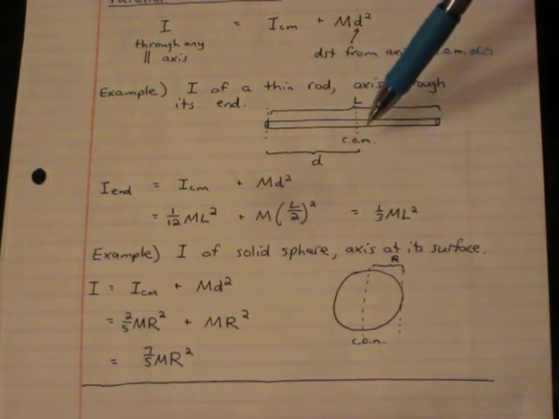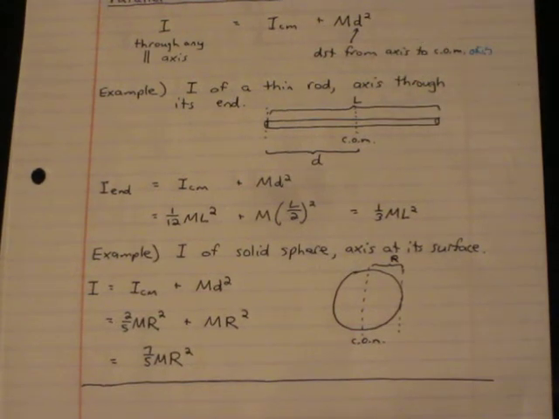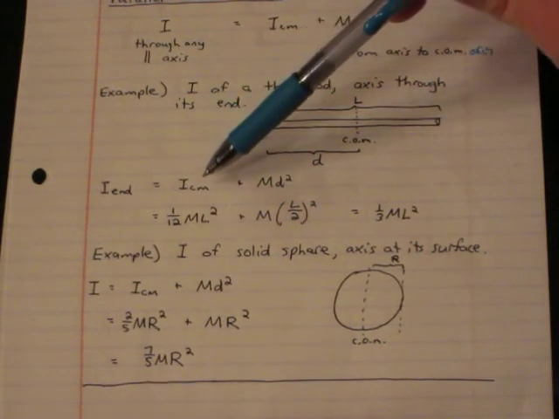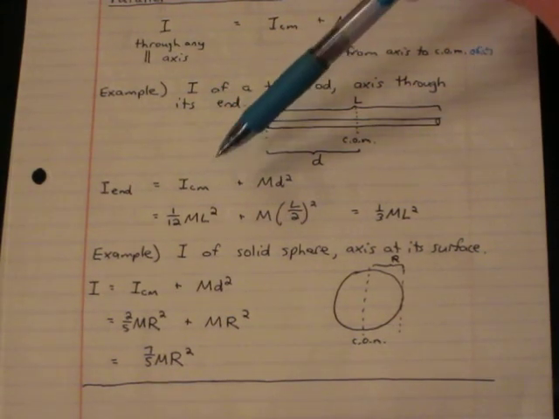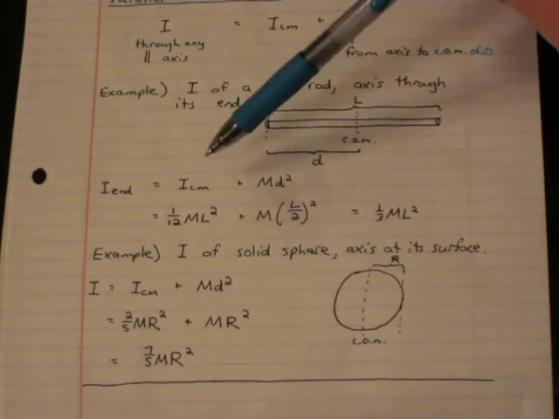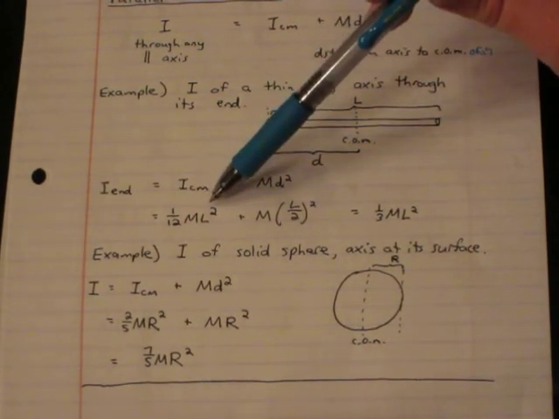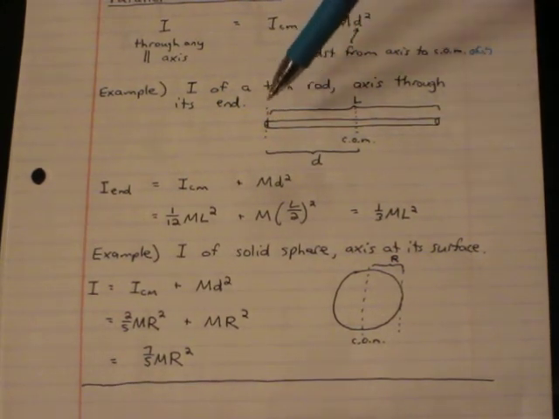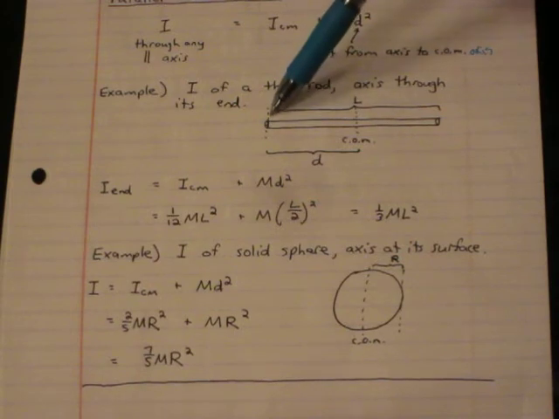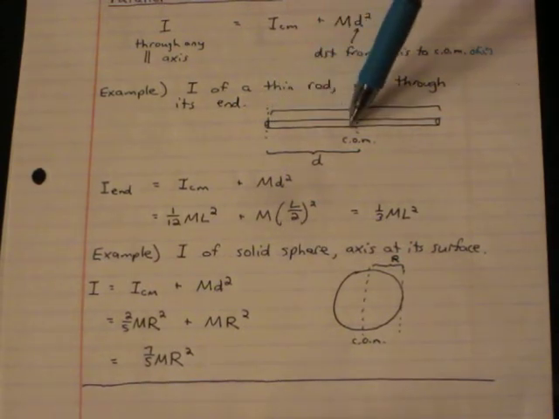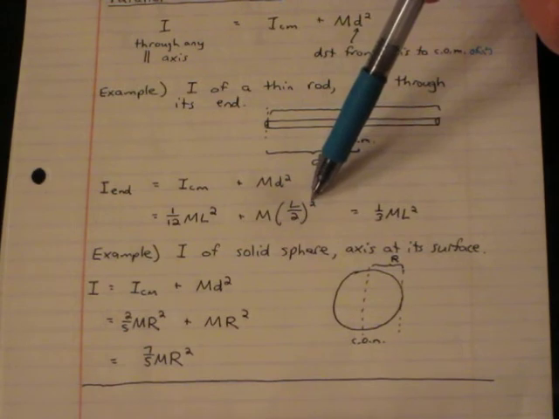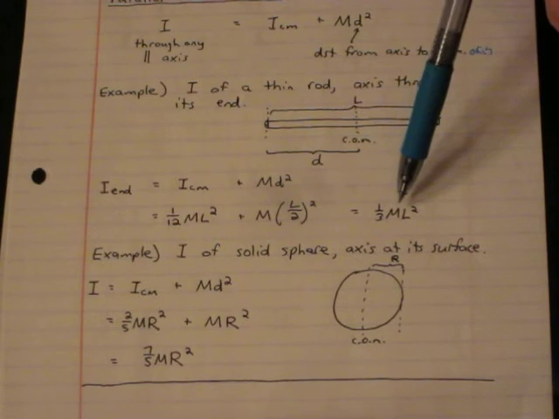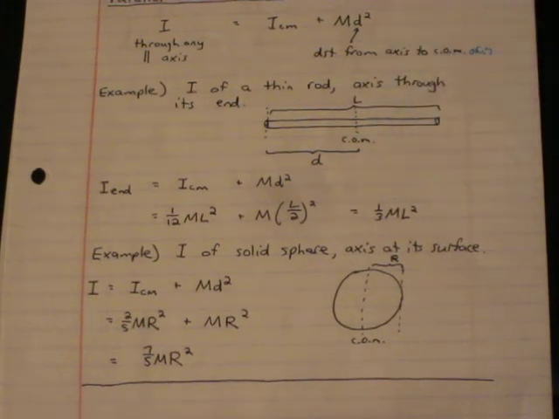That's 1/12 ml squared. Well, the parallel axis theorem says that the moment of inertia if it's rotated through its end is the moment of inertia if it's rotated through the center of mass plus md squared. Moment of inertia through the center of mass is 1/12 ml squared plus mass, the distance. We're looking at the distance between the true axis and the center of mass. That's L over 2, and we're going to square it. So it becomes 1/12 ml squared plus 1/4 ml squared, and that's 1/3 ml squared. And that's exactly the result that we've seen before.